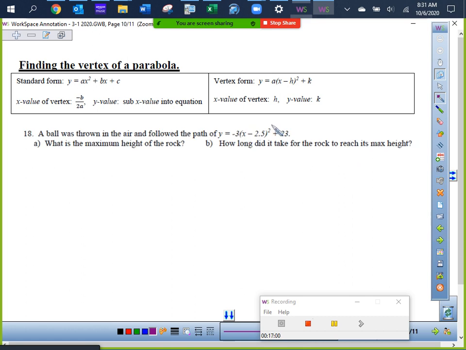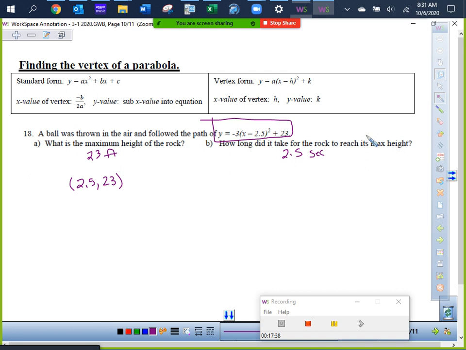Is this parabola right now in standard form or vertex form? Tell your neighbor. That's in vertex form. So the vertex should be h comma k. What is the vertex at? 2.5, 23, right? H, k in that case. What is the maximum height of this rock? 23 feet. How long did that take? 2.5 seconds. Like I said, not a bad day. Not a bad day at all.